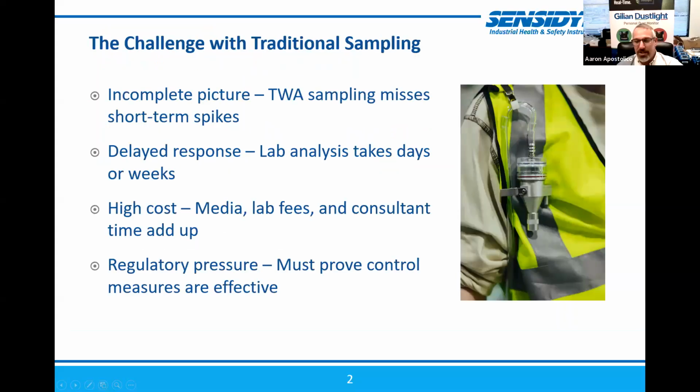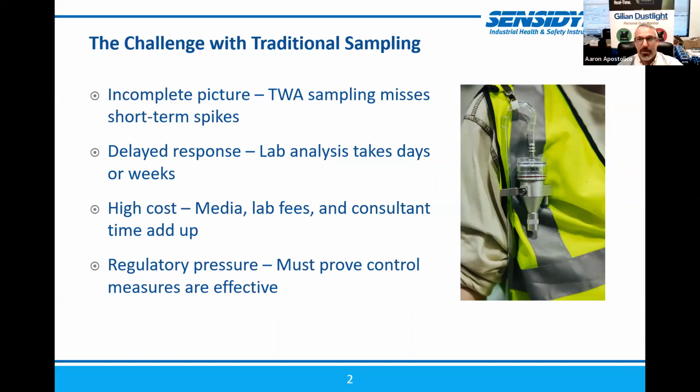One of the challenges with traditional gravimetric sampling is that it doesn't always paint a complete picture of what the exposure is. With traditional sampling, you get a TWA, and what this doesn't account for is intermittent spikes of exposure throughout the workday. Additionally, traditional methods have a more delayed response.